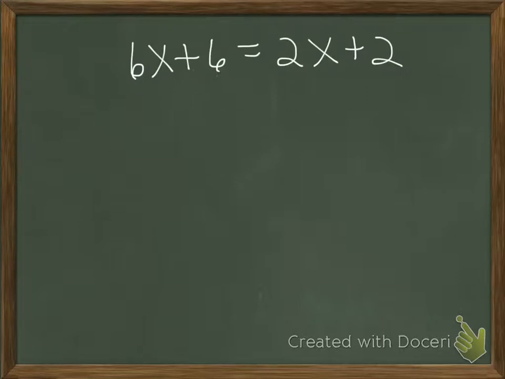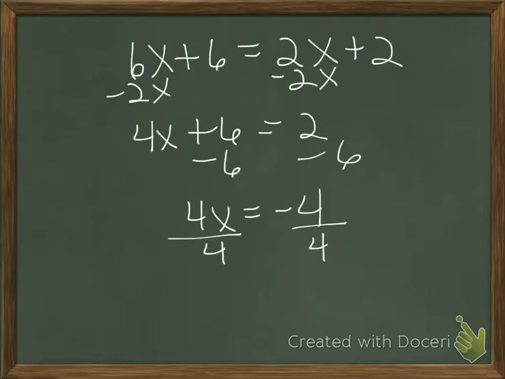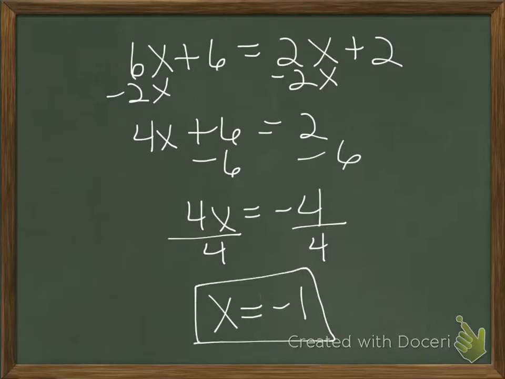And I'm going to finish this out by solving for x. So I'm going to subtract 2x from both sides, which makes 4x plus 6 equals 2. Subtract 6 from both sides, which makes 4x equal negative 4. Divide by 4, and x equals negative 1 is my solution. So once you get rid of that denominator, it is a much easier problem.